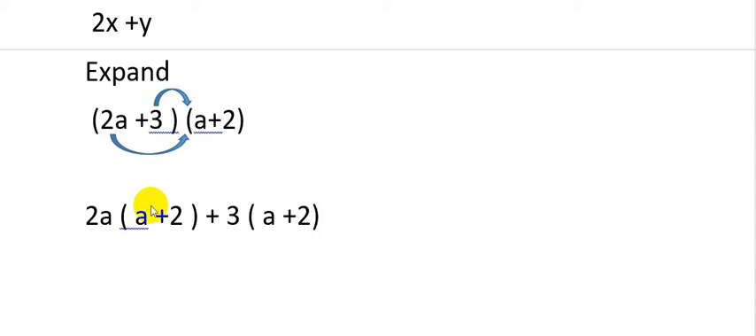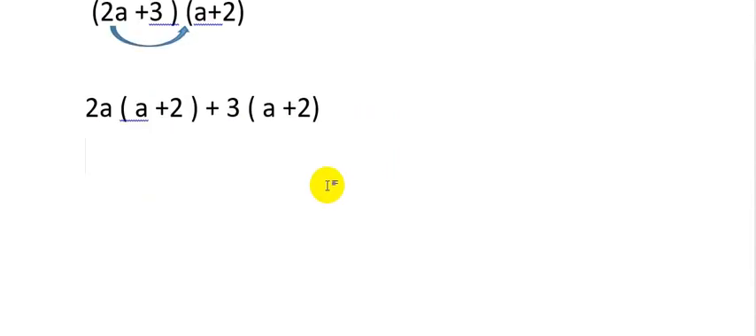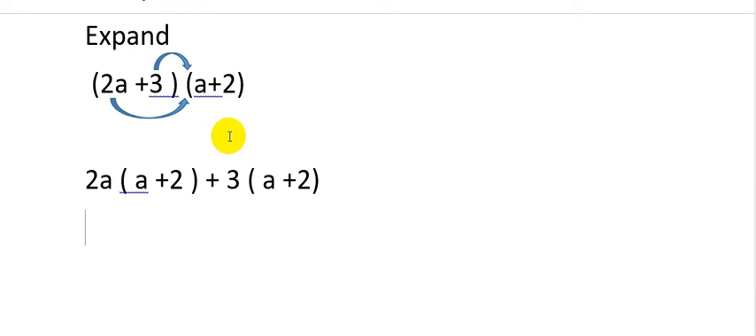Basically, this step is not a must to write always. At the beginning stage of these questions, you can write these steps. Once you get familiar with these questions, it is not required to write them. You can do this question with mental calculations. So now I'm going to multiply 2a by a, which means 2a multiplied by a equals 2a square. So the first term is 2a square.